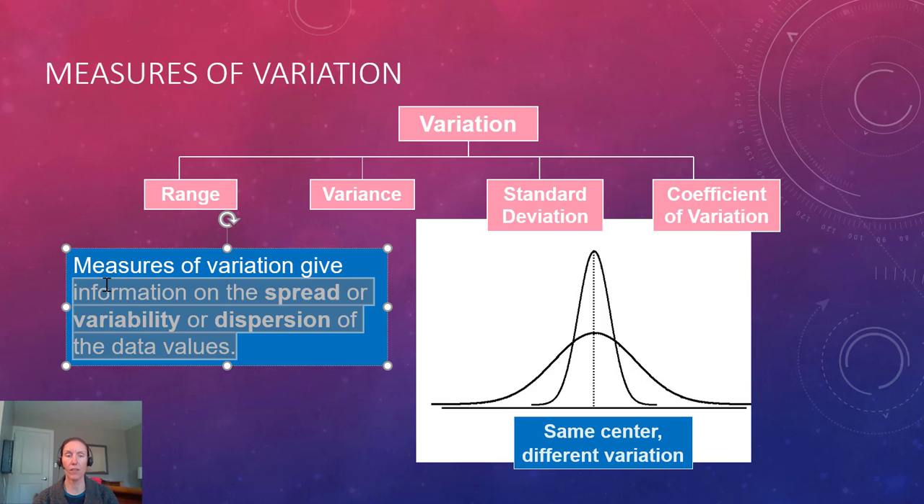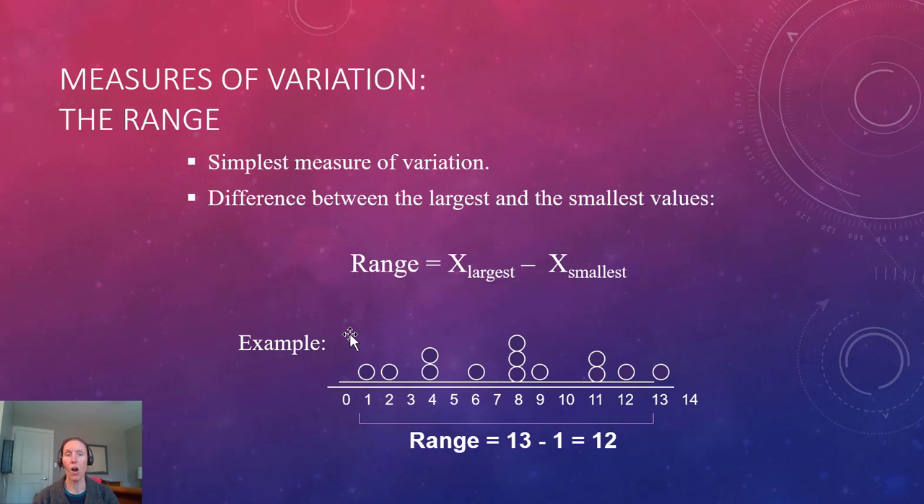So yeah, these measures of variation give us an idea of the dispersion of the data values, or the variability of them. Okay, first measure we're going to look at is the range. It's just your largest minus your smallest value. So let's have a look at this data set here. Smallest is 1, largest is 13, so the range is 13 minus 1, which is 12.